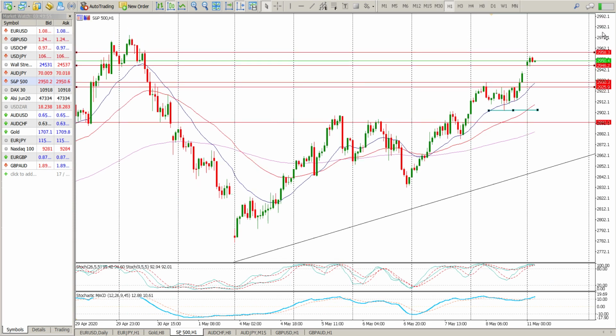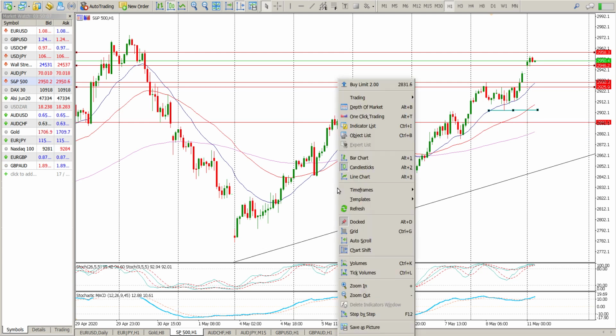long. Okay, the move to the downside is pretty much going to be a break of this 2893. So I need to see a breakthrough there, a pullback, a retest of that level, and then a continuation to the downside.